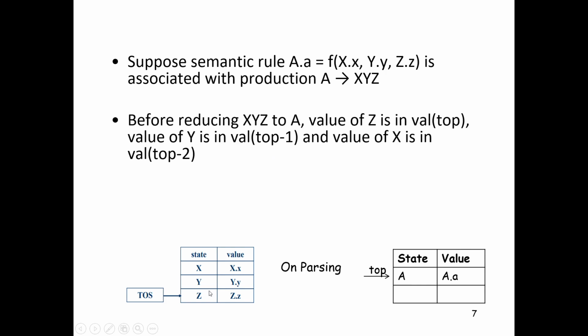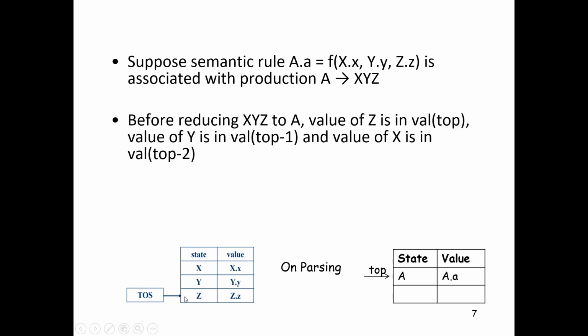So when we have X, Y, Z on the stack top, it is a handle, and we have to reduce it to A. That is what is shown here. Now the stack top has X, that means the right hand side of capital A is Z, then Y and X.